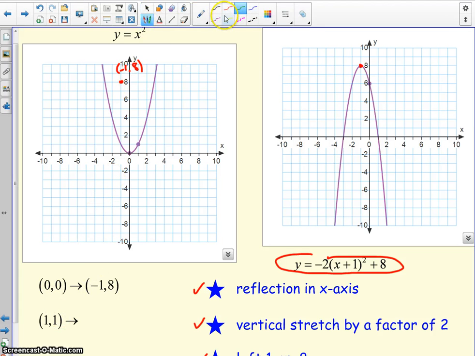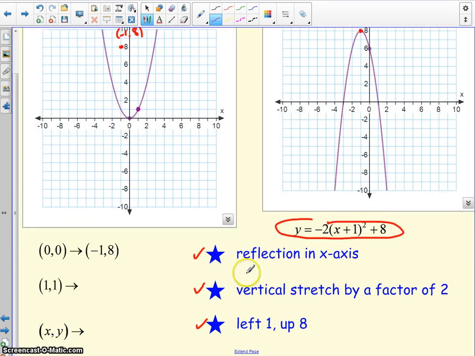Okay, so I'm going to take the point 1, 1. So first thing I'm going to do is reflect it across the x-axis. So if I reflect it across the x-axis, it's going to go the same distance but on the other side, so it's going to be over here. Okay, so now the y value of this point has gone from being 1 to negative 1.